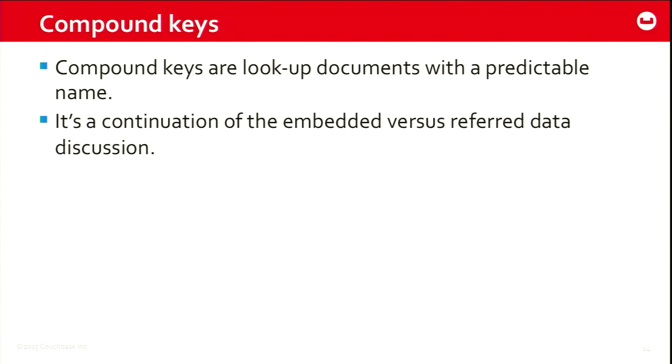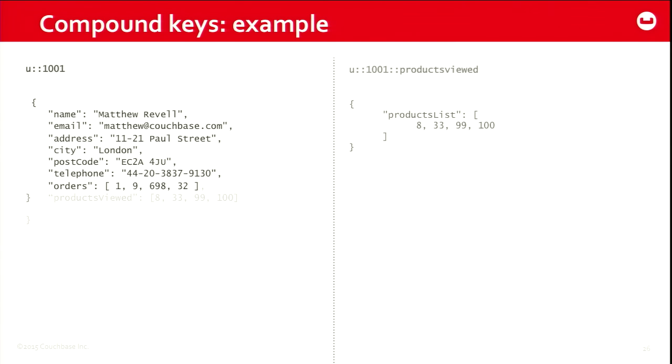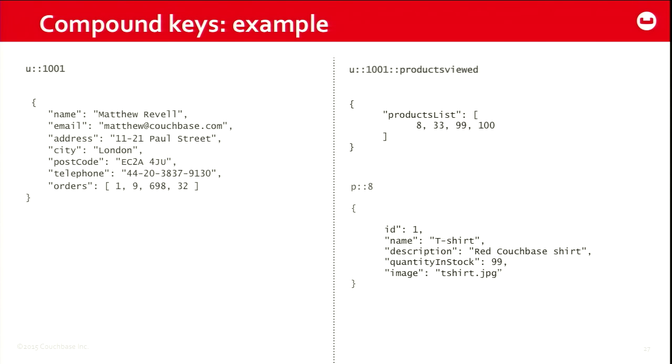We can effectively build up an entire picture of what we're going to get from the document based on what the key name is. So here's our user profile, and it's an e-commerce site, so we want to see what that person's viewed. So we simply add on a product viewed to their user profile key name, and that gives us an array of what they've looked at. And then product names similarly. We have an ID for the product of 8, and we know that whenever it's got a P colon colon in front, that's always going to be a product document. And that gives us the basic product information.